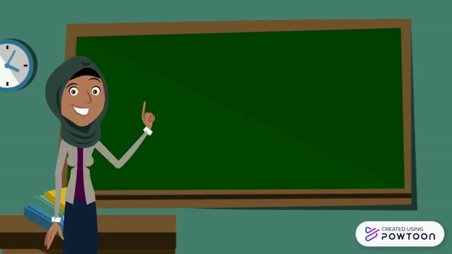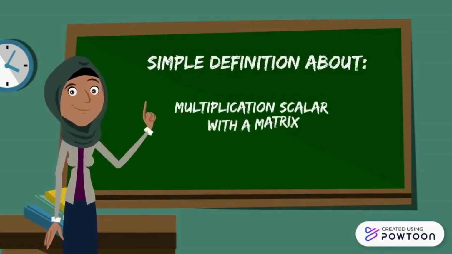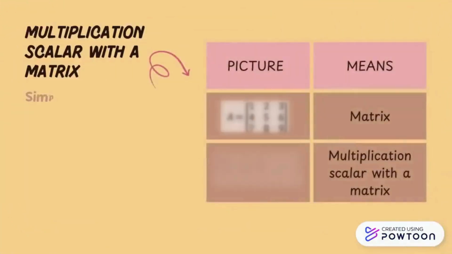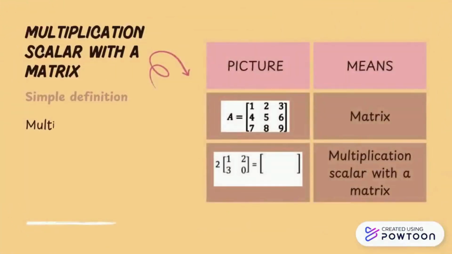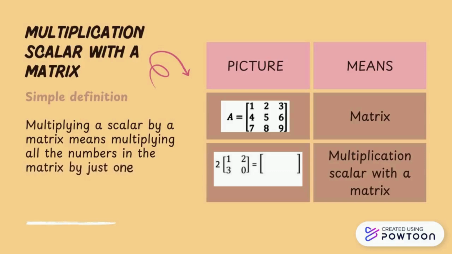Alright, now we go to the next slide. I will give you, ALYAA, the simple definition of scalar multiplication with a matrix. Okay, the definition of multiplying a scalar by a matrix means multiplying all the numbers in the matrix by just one number, because a scalar is called a single number. Okay, now we look at the picture.